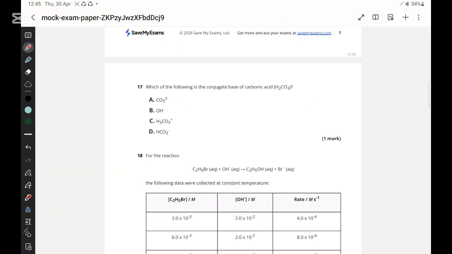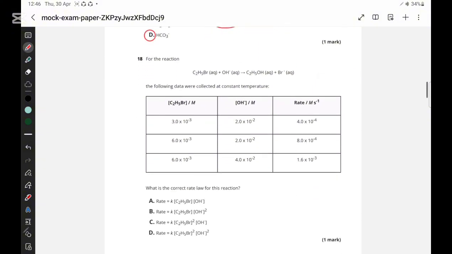For the next question, which of the following is the conjugate base of carbonic acid? Carbonic acid is H2CO3 and is a weak acid, and when it donates a proton, it forms HCO3 minus plus H positive. This is the acid, and when it donates a proton, that becomes its conjugate base. So you can see HCO3 minus is going to be the conjugate base.